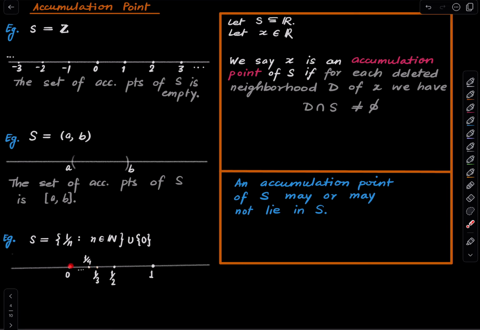But this guy doesn't have that luxury. No matter what deleted neighborhood you choose around that point, you will trap in points from this part, simply because 1/n converges to 0 as n increases. So the only accumulation point of S is the real number 0.